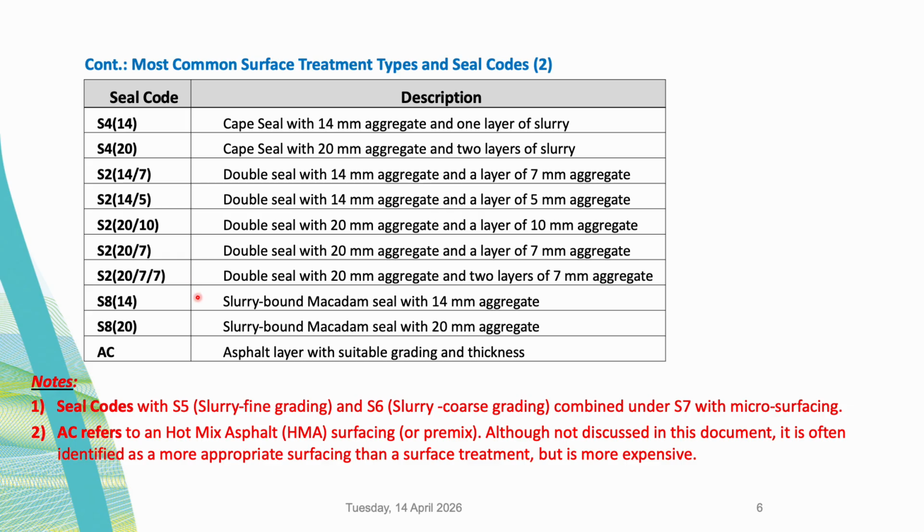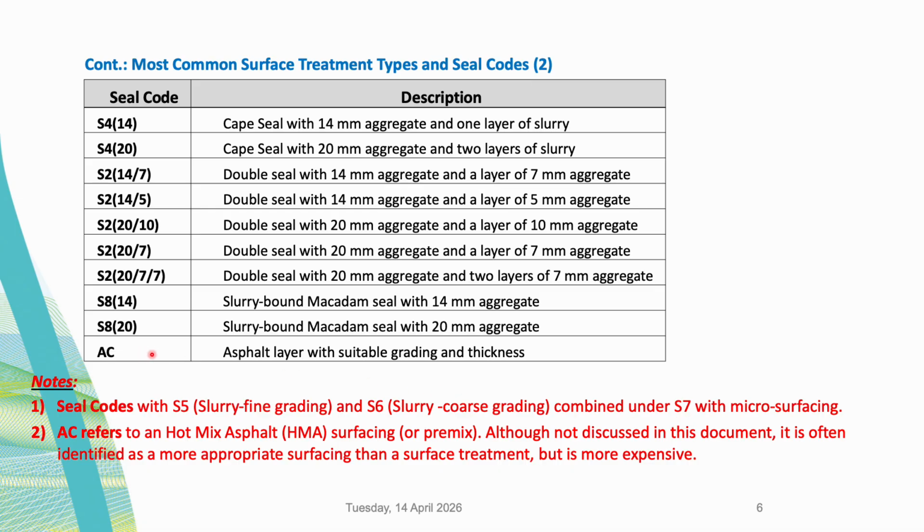etc., etc. The slurry bound macadams are actually S5, S6 and S7, which is not in the table, and S8. They are all different slurry bound macadam seals. It's called macadam since the aggregate size is on the high side. Traditionally they call it macadam, but we also have the fine grading and the coarse grading. The S5 fine grading is less than 5 millimeters. The coarse grading is less than 10 millimeters. It's all combined under the code S7 with microsurfacings.